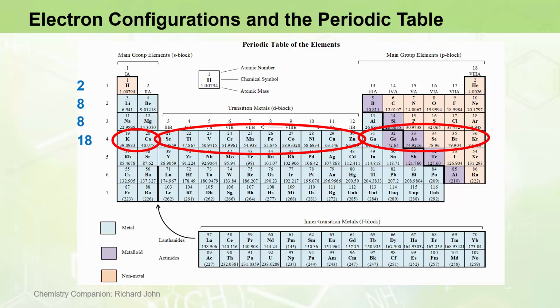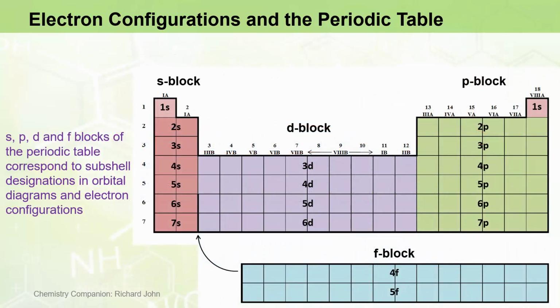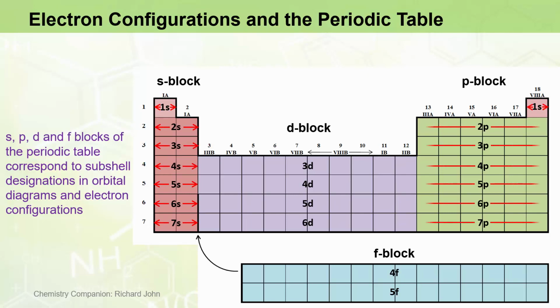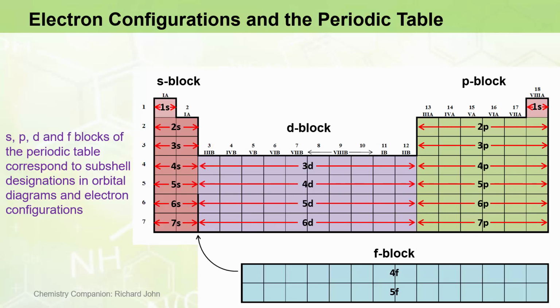So, what we see is that the s, p, d, and f blocks of the periodic table correspond exactly to the subshell designations in orbital diagrams and electron configurations. And we can even break up these blocks into subblocks, including 1s, 2s, 3s, 4s, etc., and then 2p, 3p, 4p, 5p, etc., and 3d, 4d, 5d, etc., and finally 4f and 5f.